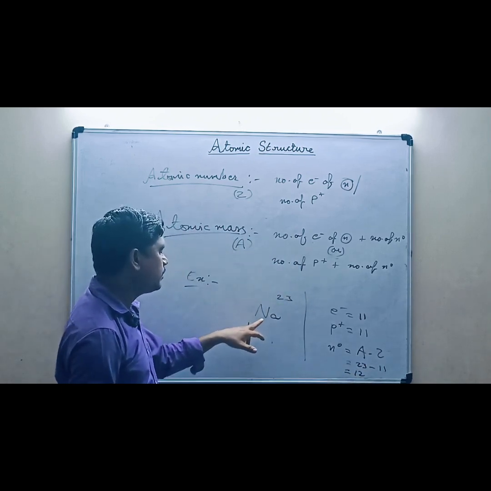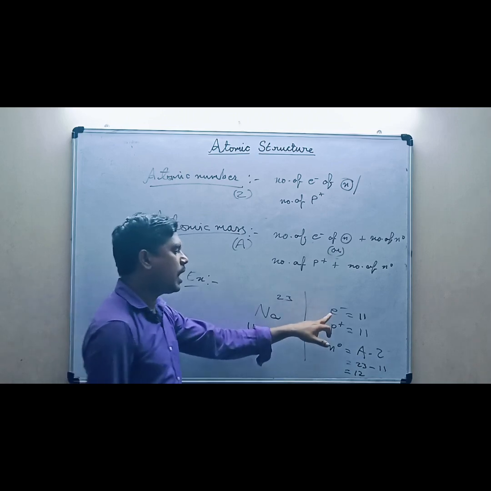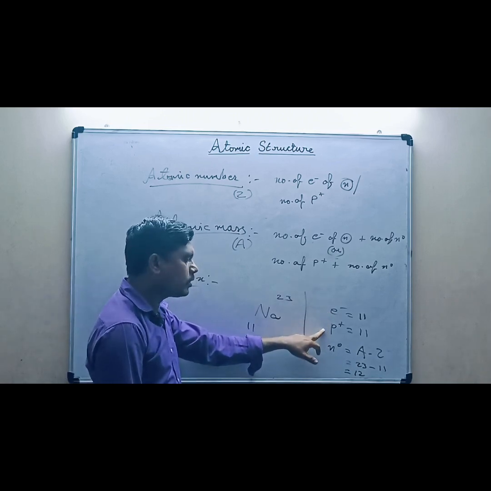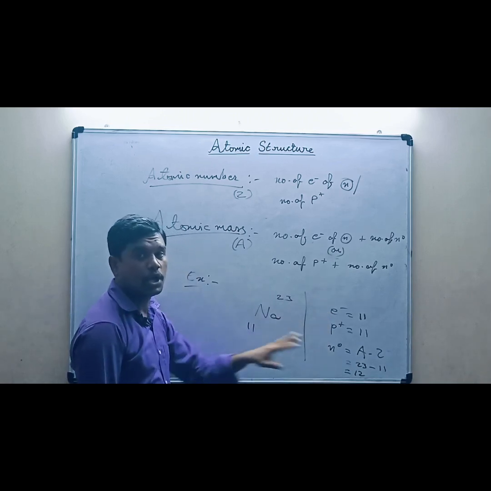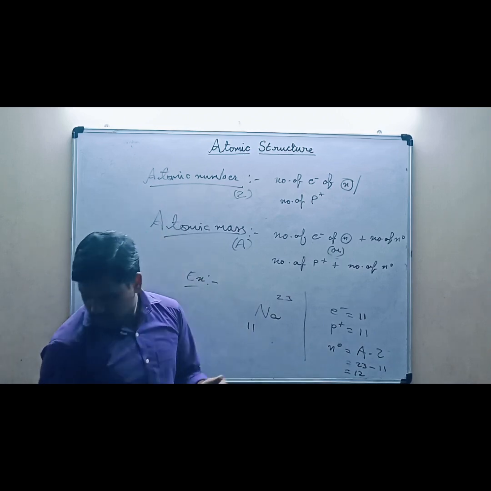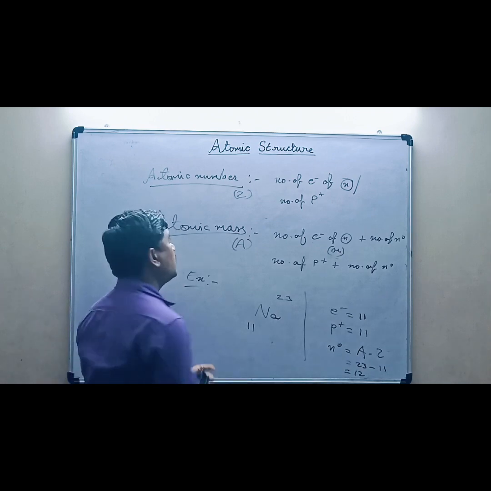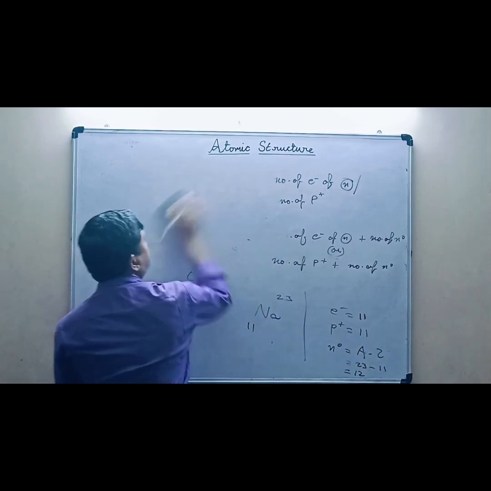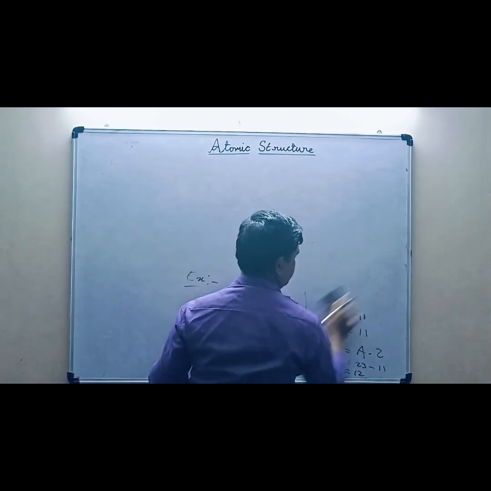So for sodium, the number of electrons is 11, the number of protons is 11, and the number of neutrons is 12, right? Okay, so with this we complete the topic of atomic structure. Now we discuss atomic models.